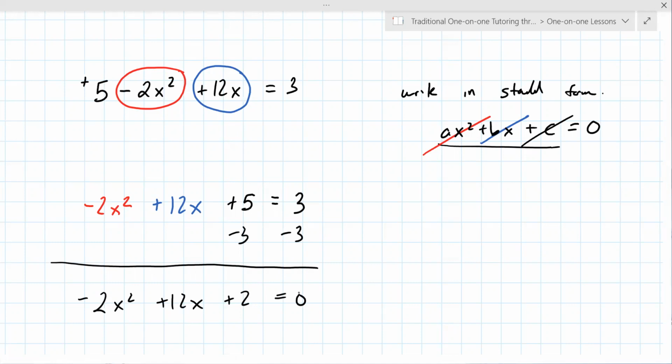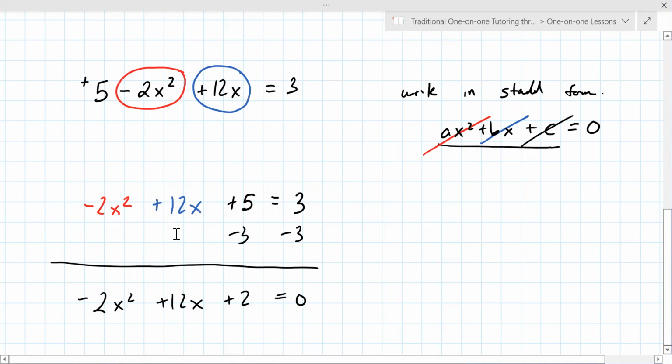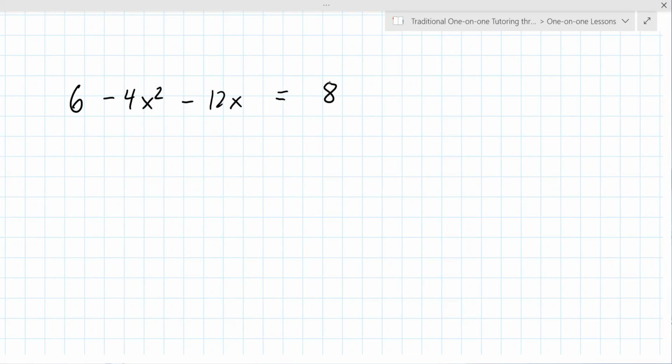Okay, so I'm going to give you one to do here on your own. Any questions though on this? Because it's going to be exactly the same. No. Just different numbers. All right, let's try another one here. 6 minus 4x squared minus 12x equals 8. So go ahead and write this one in standard form, please.